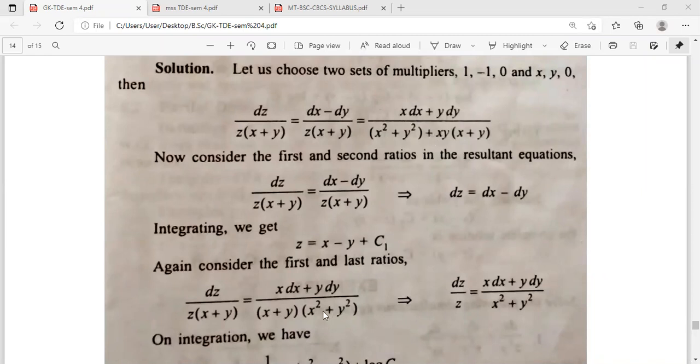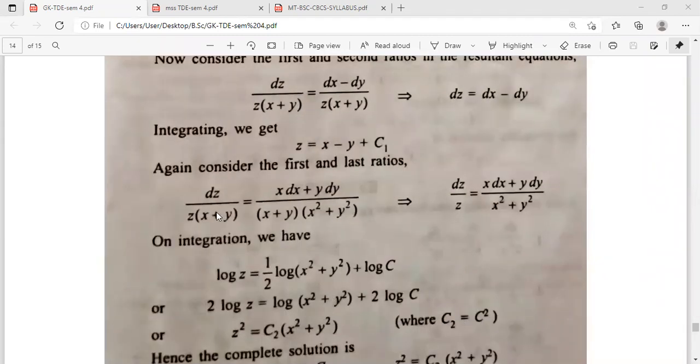Now x plus y into x square plus y square you are getting here. Again you see this x plus y and this x plus y get cancelled. Now what is the remaining? The remaining is dz by z equal to x dx plus y dy by x square plus y square. On integration, dz by z will become log z, and on the right, taking x square plus y square as t and simplifying, you get 1 by 2 log of x square plus y square plus log c. Here log is there, here also log is there. That's why I'm writing it here: the integration constant is also with the log sign.